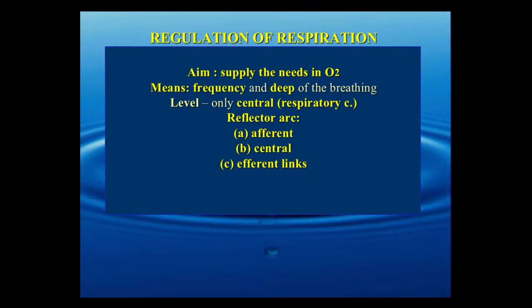Why only central? Because the mechanism of respiration is a mechanical process which is provided by contraction of respiratory muscles. Respiratory muscles are skeletal muscles, and skeletal muscles are innervated by somatic nerves. And somatic nerves, as you know, can be regulated consciously. That's why we can regulate our breathing, and in this case we have only central regulation. We don't have humoral regulation of respiration because we don't have direct influence of humoral factors on contraction of respiratory muscles.